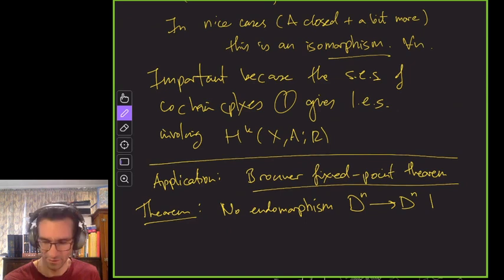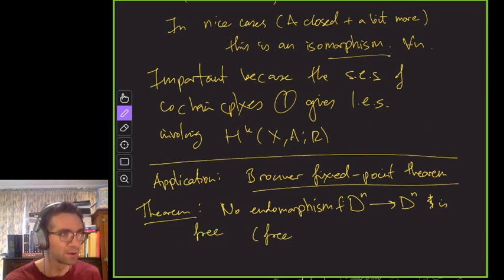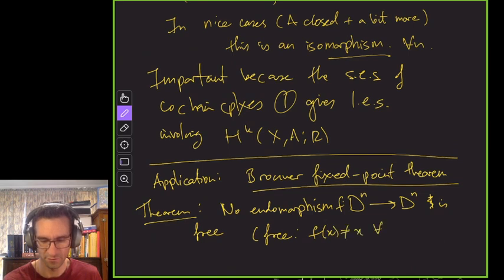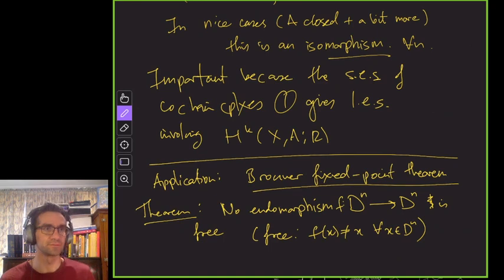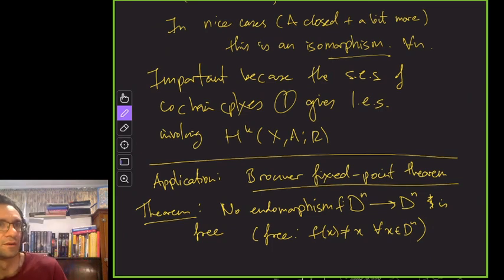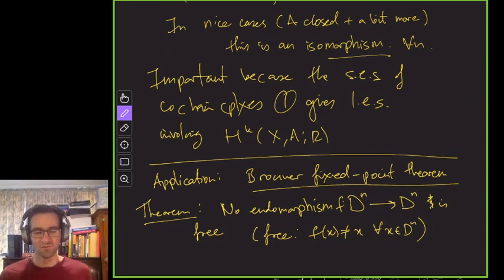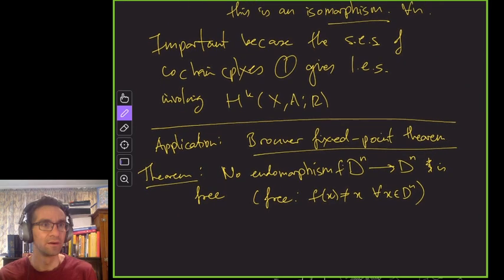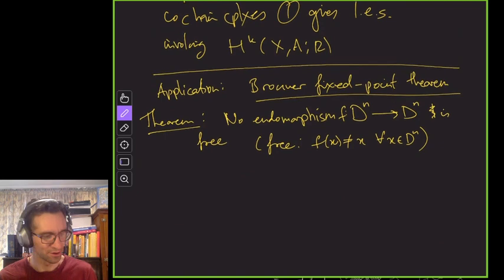No endomorphism f from D^n to D^n is free. So what does that mean? Free means that f of x is not equal to x for points in the domain. Ah, interesting, fixed point theorem. So, yeah, they're clearly closely related because this proof uses the boundary of D^n.